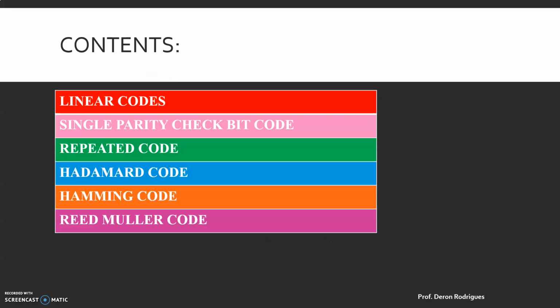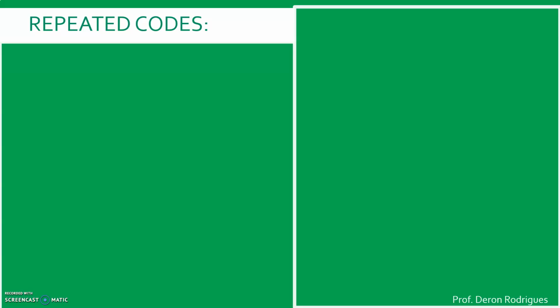In the previous lecture we have discussed linear codes and single parity check bit code. In this lecture we will be discussing repeated code and Hadamard code.